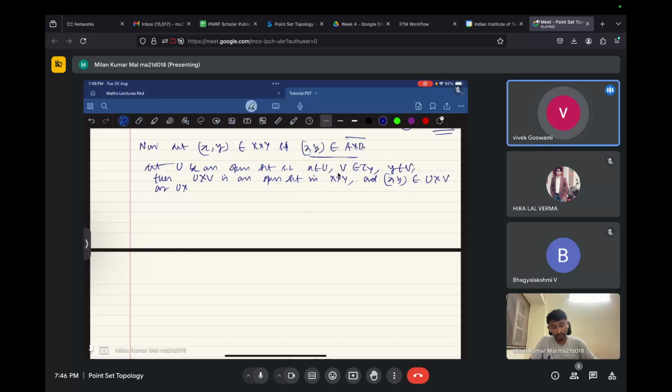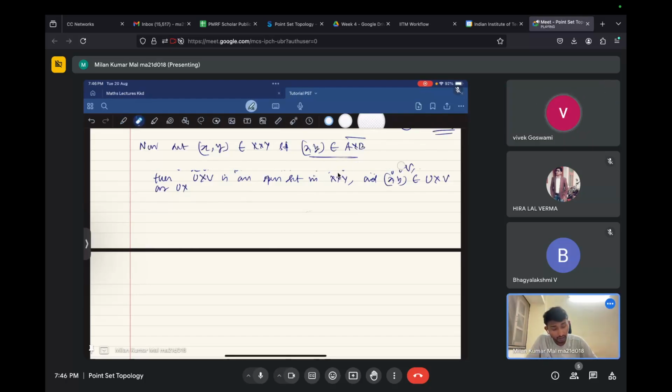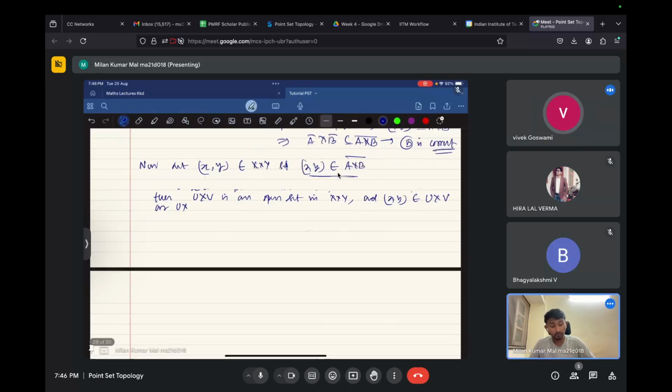Okay, writing. X belongs to U and Y belongs to V. Let me clear what I want to prove: (X, Y) belongs to A closure cross B closure. I want to prove X belongs to A closure and Y belongs to B closure. That is what. Then (X, Y) will be in A closure cross B closure, right? Okay, sir, got it.